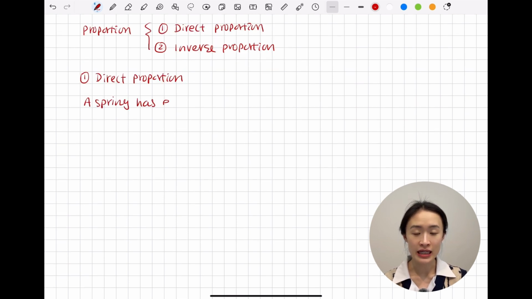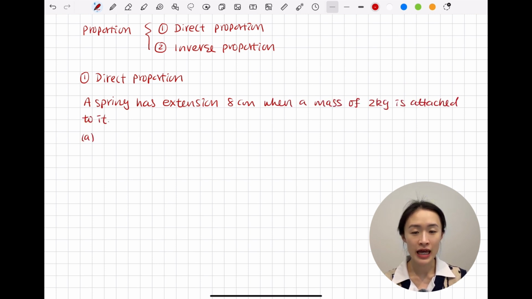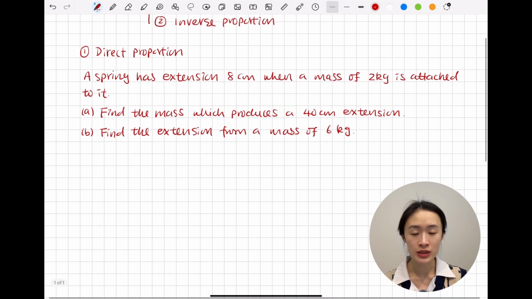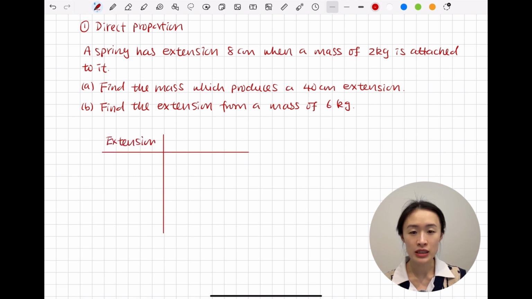A spring has extension 8 centimeters when a mass of 2 kg is attached to it. Now in part A, we wanted to find the mass that produced 40 centimeters extension. And in part B, we wanted to find the extension when 6 kg of weight is attached to it. So what we are going to do is to set up a table with extension and mass.